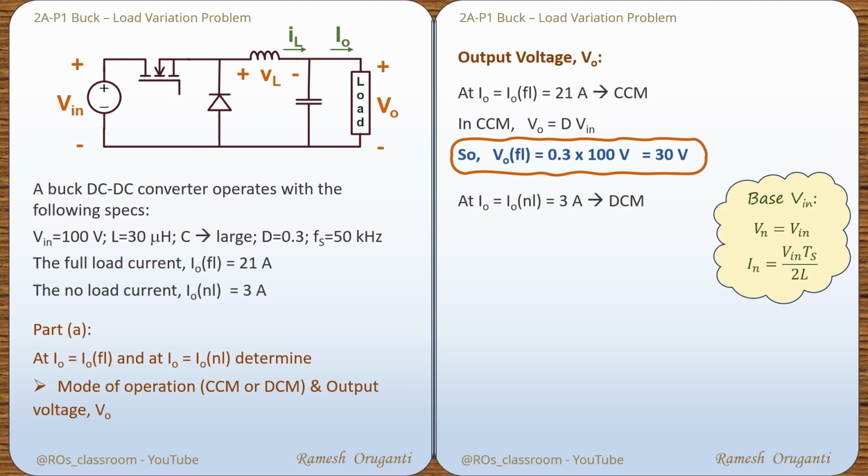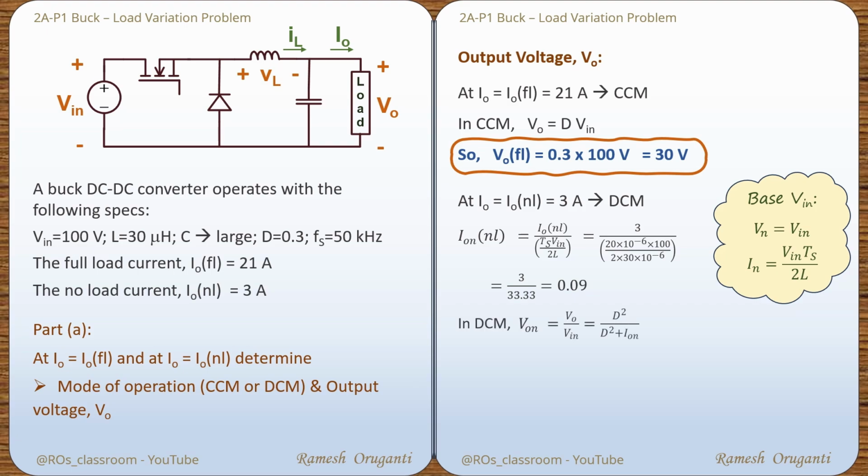ION-NL is the normalized no-load output current. ION, the N subscript stands for normalized variable. So ION-NL is IONL divided by the normalizing factor Ts Vin by 2L. That is 3 by 20 microseconds times 100 by 2 times 30 microhenry. And that value is 0.09.